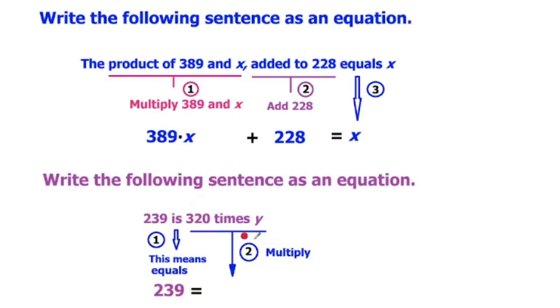Now we look at this part here. 320 times y. That just means multiply. 320 times y. And that's it. That's our equation. And that's all there is to that type of problem.